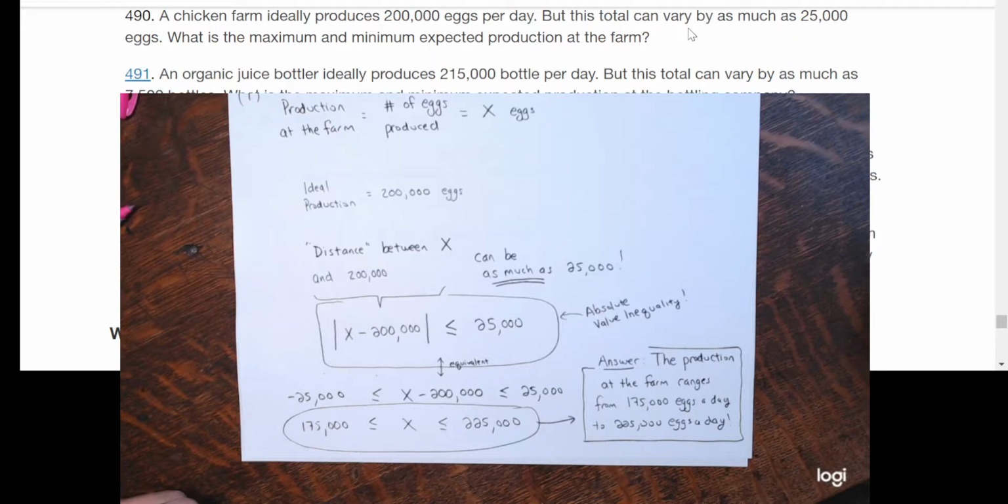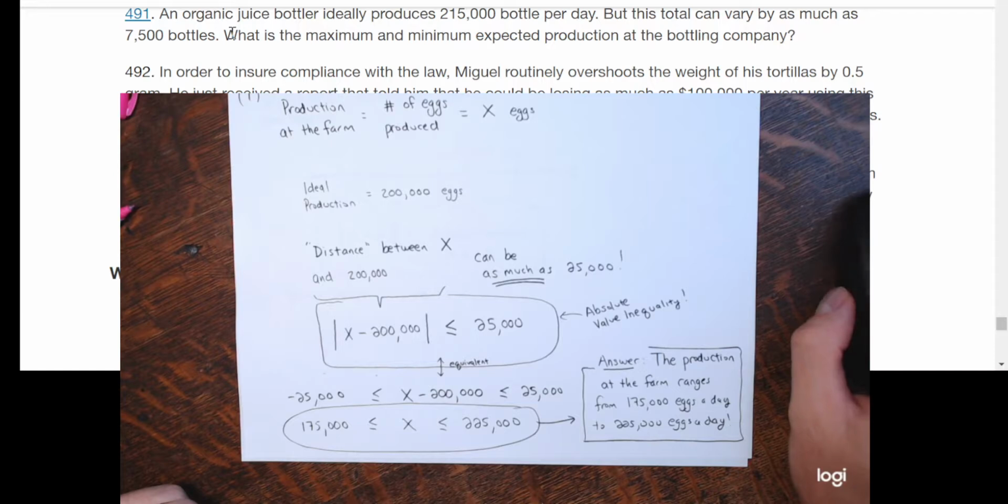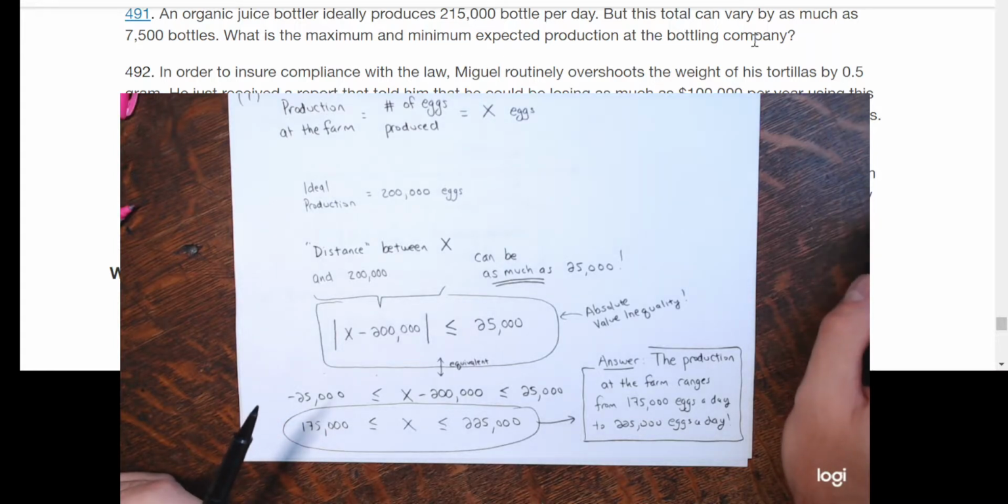Okay, so hopefully that made sense, because the next one is very similar. All right, example 2, number 491. Again, very, very similar, but instead of a farm, it's about an organic juice bottler. An organic juice bottler ideally produces 215,000 bottles per day. But this total can vary by as much as 7,500 bottles. What is the maximum and minimum expected production at the bottling company?